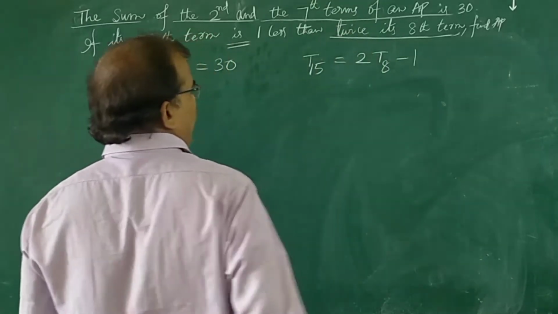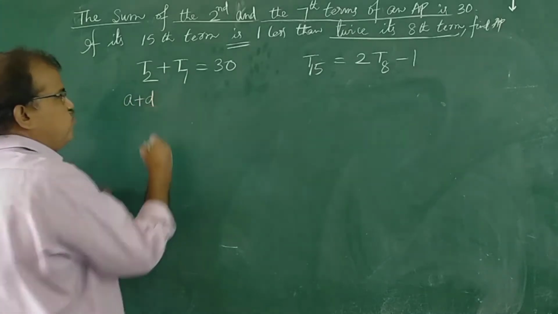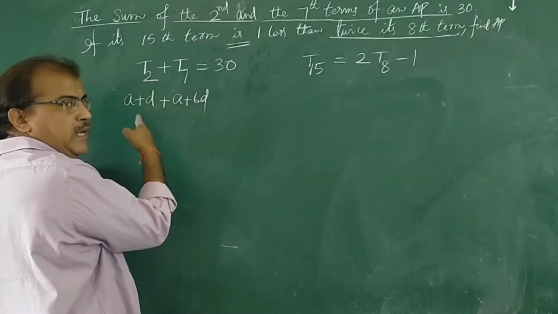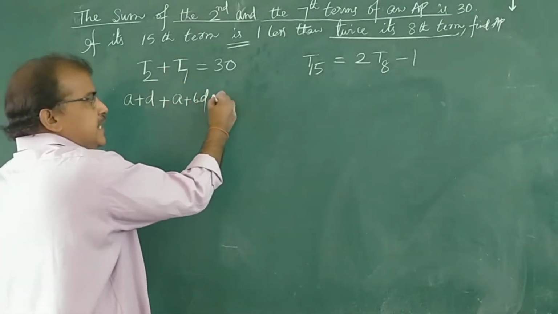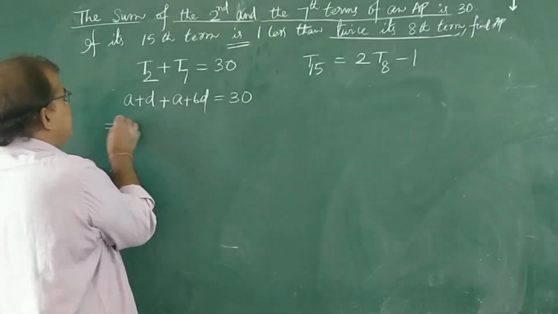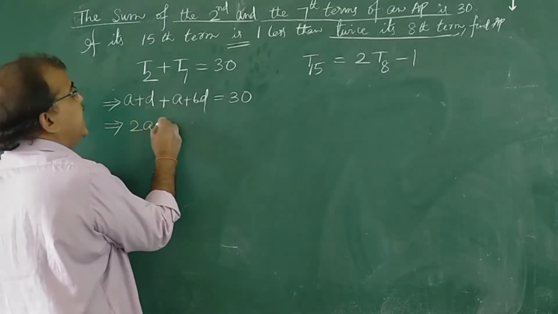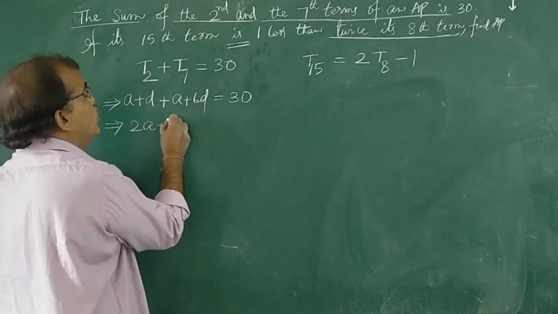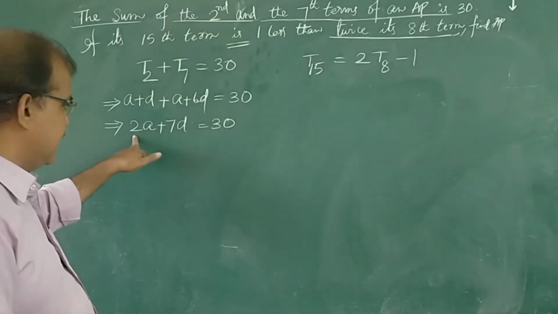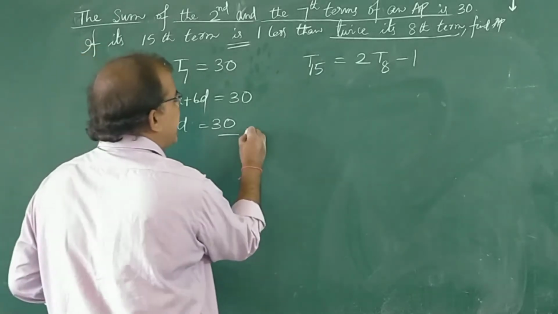2 times means twice. Now coming to this, a plus d plus a plus 6d: T2 is a plus 1d, T7 is a plus 6d, equal to 30. So a plus a is 2a, 1d plus 6d is 7d, equal to 30. You cannot simplify further because there is no common term, 7 is here, 2 is here. That's why this is equation 1.